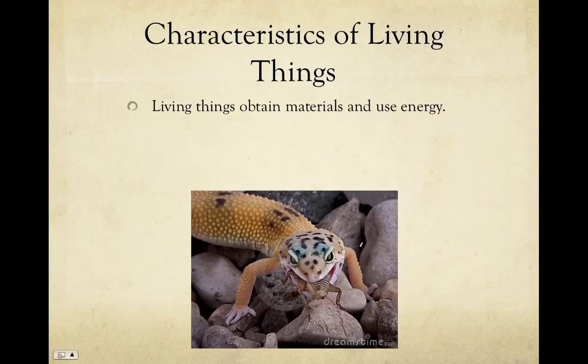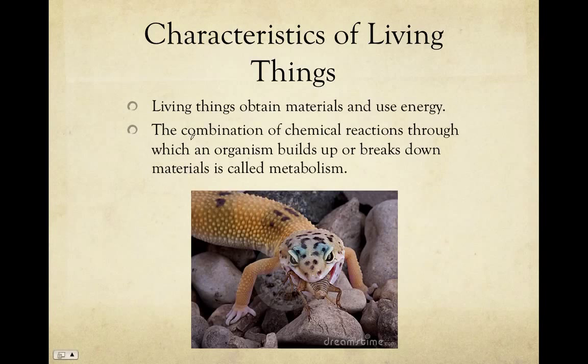Living things need to obtain materials and use energy. So in order to continue to grow and develop and reproduce and live, living things must eat things, or if you're a plant, there are many ways of obtaining energy, but a plant would do this through sunlight. So you're going to take in things and combine them. Like you see this gecko right here is eating a cricket, and it's going to break down that material, and when it breaks down that material and uses that energy, it's called metabolism.